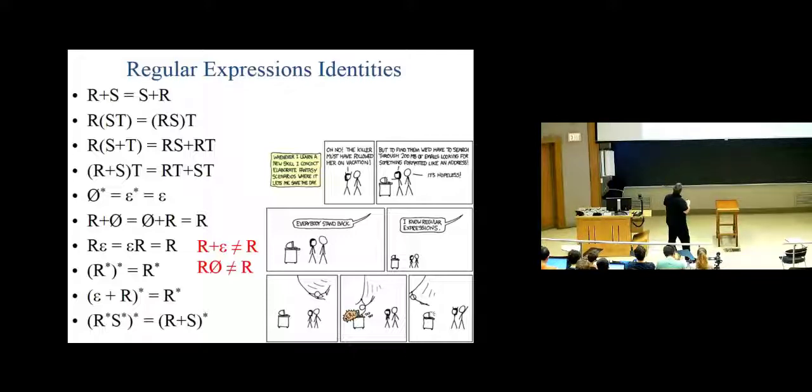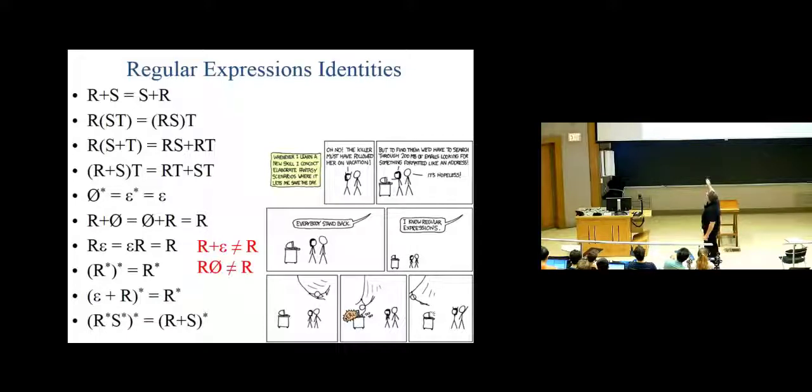This was probably the least obvious of all these identities on the screen here. This one says that (R* S*)*, the Kleene closure in this order, is the same as unioning them together, R and S, and then starring the union. So these three stars are replaced by a single star once you union them together.